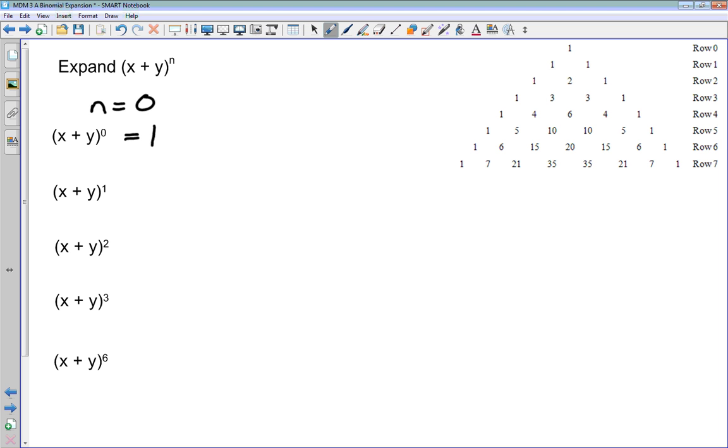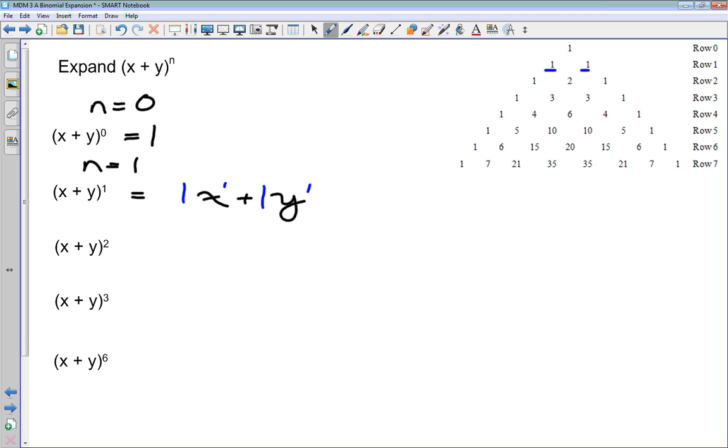If we come down to the next one, we've got (x + y) to the power of 1. We could expand this out. It's not particularly interesting. We would just have x + y. If I was going to throw in the coefficients and the exponents, which we don't normally do, we would have a coefficient of 1 out front, a coefficient of 1 out front there, an exponent of 1 there, and an exponent of 1 there. Okay? So in this case, n equals 1. So if we look at row 1 of Pascal's triangle, what do we see? We see a 1 and a 1.